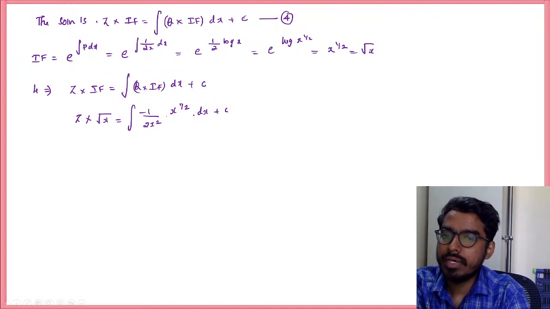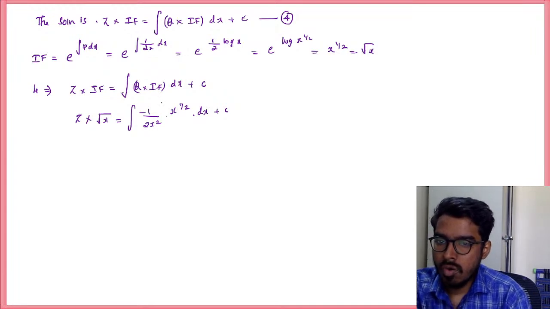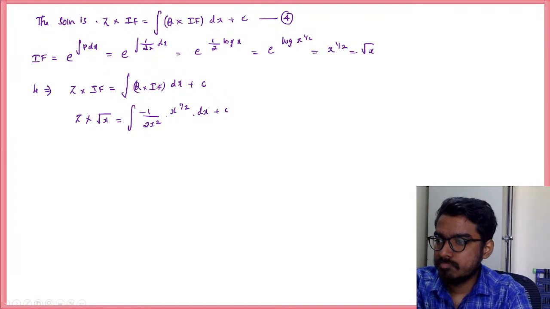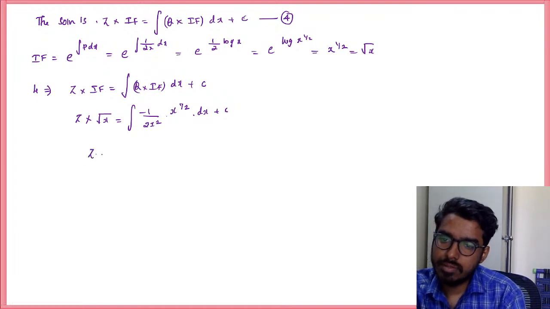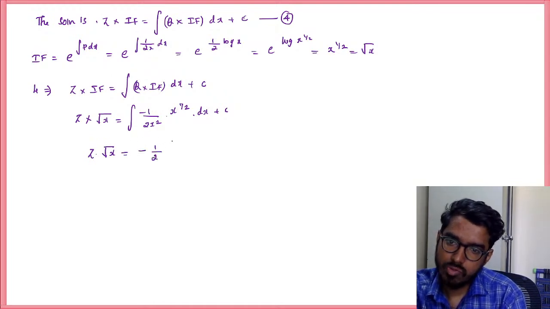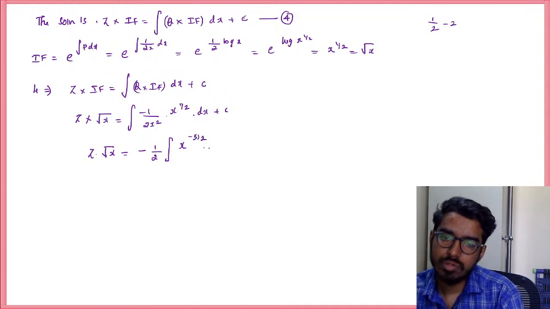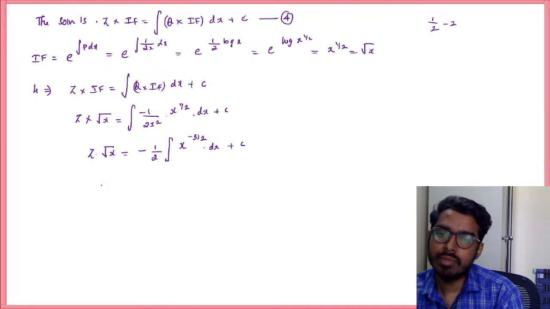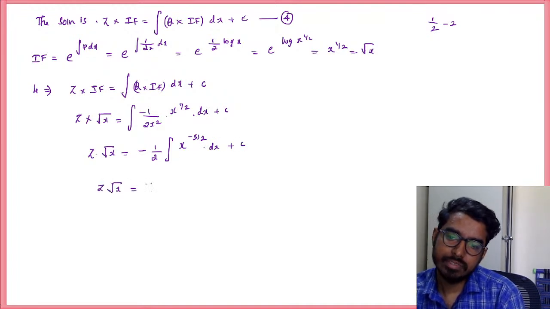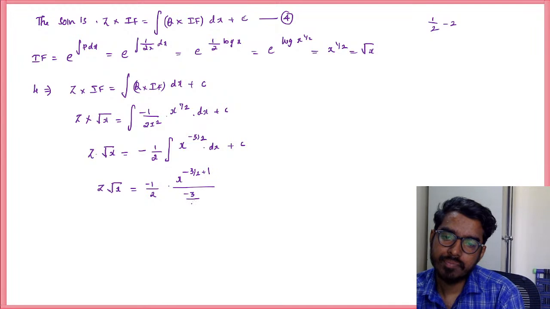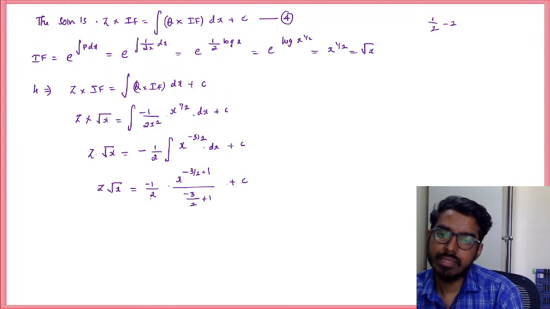So just take this 2 to the power. So we'll have 1 by 2 minus 2, right? So z into root x is equal to minus 1 by 2 integration of x power 1 by 2 minus 2, which is minus 3 by 2, dx plus c. So z into root x is equal to minus 1 by 2, and minus 3 by 2 plus 1, plus c.